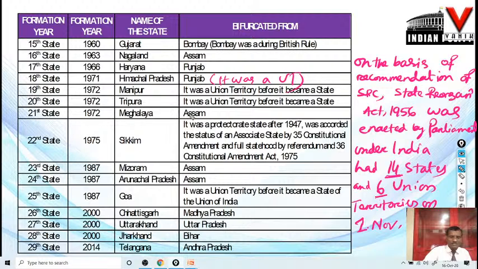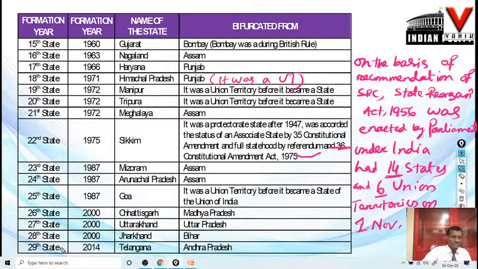And the 21st state Meghalaya, which came from Assam. The 22nd state is Sikkim. It was a protectorate state. I have given the required data, please go through it. And the 36th Amendment Act made Sikkim a separate state. The 23rd state is Mizoram, the 24th state Arunachal Pradesh and the 25th state Goa. Okay, so these are the things.